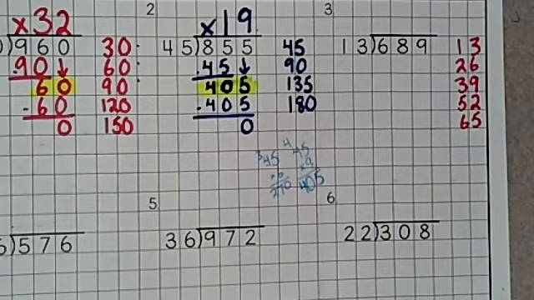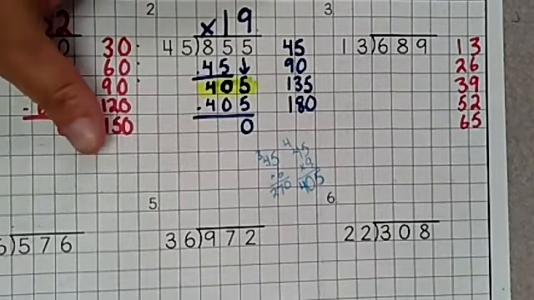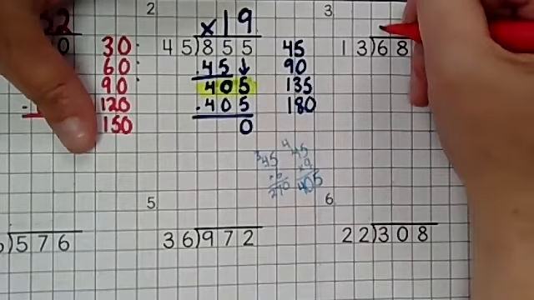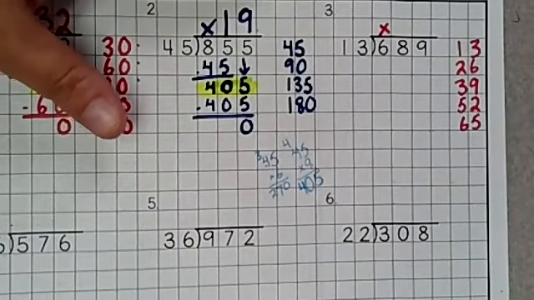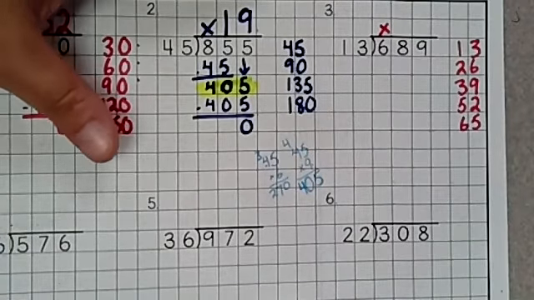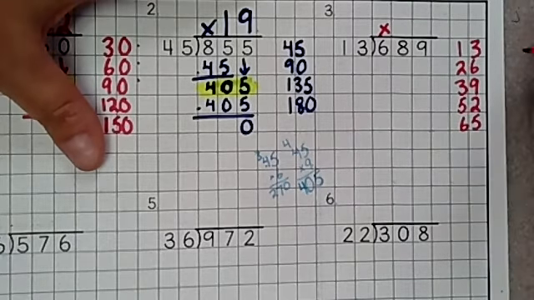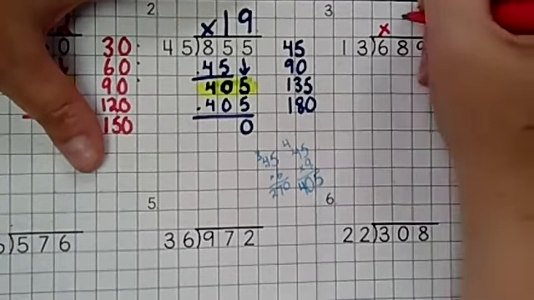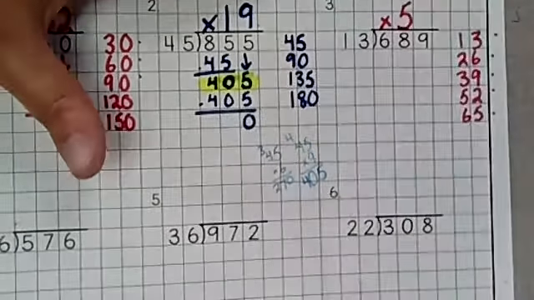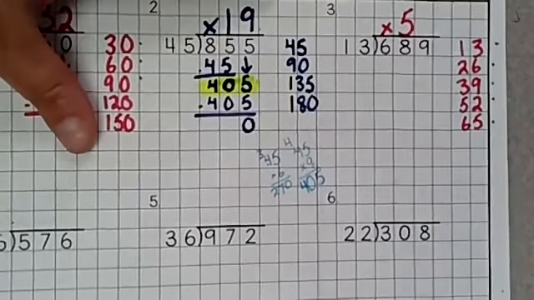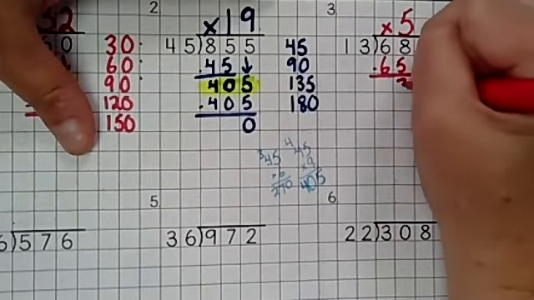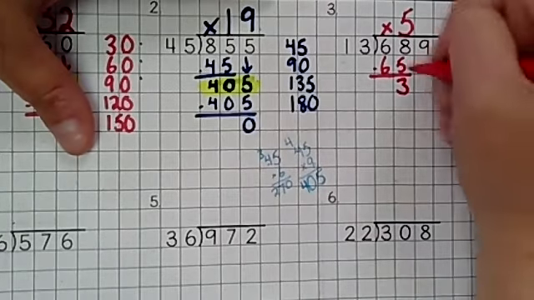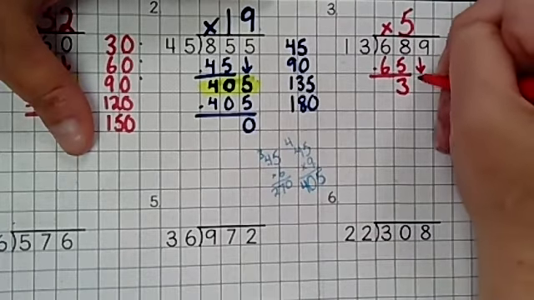All right. Jameson, how many 13s are in 6? None. All right, Jameson, how many 13s are in 68? 1, 2, 3, 4, 5. Put your 5 up top. Jameson, what is 5 times 13? 65. When we subtract, we get a 3. Now bring down the 9. Put it next to the 3.